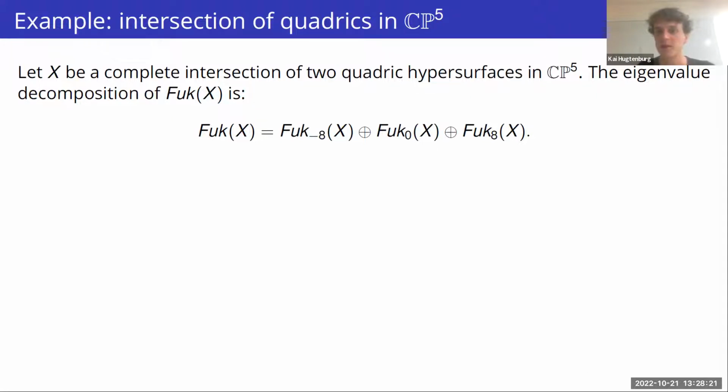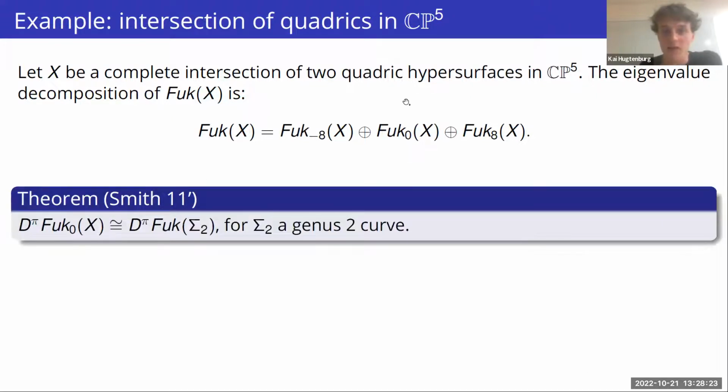And what does the bigger mean in this case? It's sort of not the Fukaya category of a point. And what Ivan Smith proves in 2011 is that basically the Fukaya category, this summand 0, is quasi-equivalent to the Fukaya category of a genus 2 curve, which is very much not like a point.